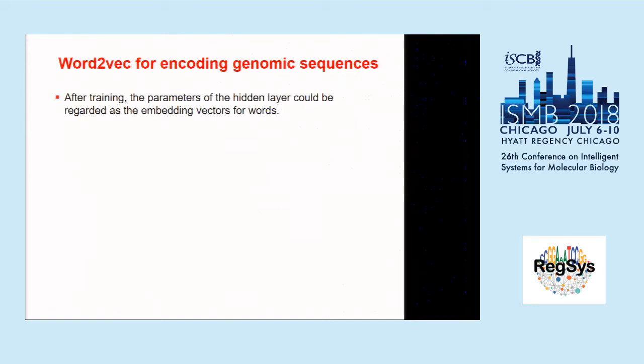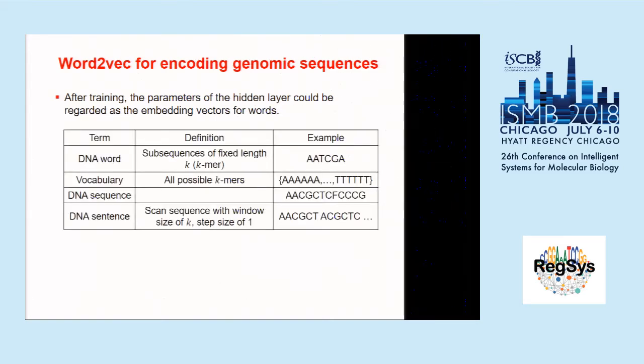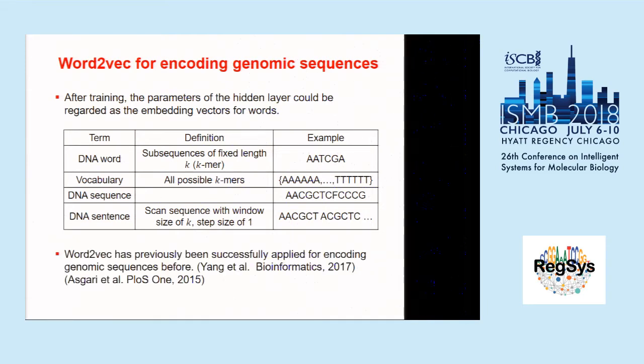To use Word2Vec here, we need to define what are sentences, words, vocabulary, and some terms like that in a biological context. As this table shows, here we define a DNA word as a subsequence of fixed length k, which is also referred to as a k-mer. We define the vocabulary as all possible k-mers. And if you scan a DNA sequence with a fixed window size k and step size 1, you would get a DNA sentence.